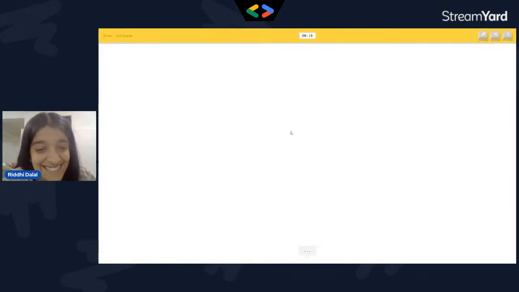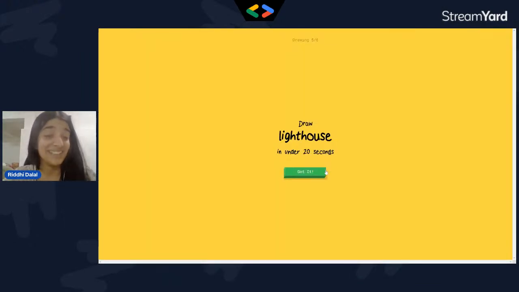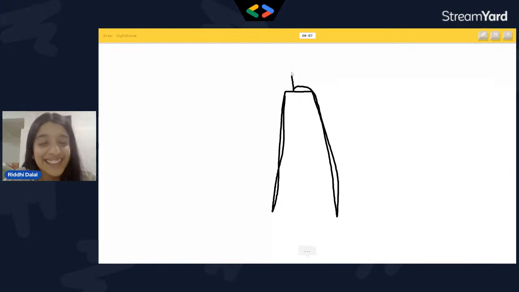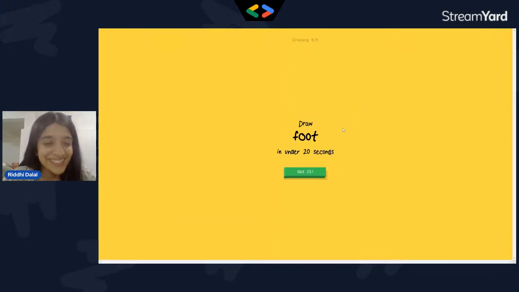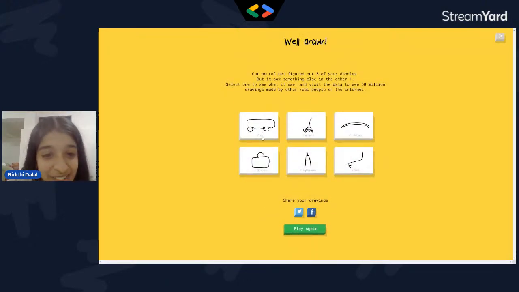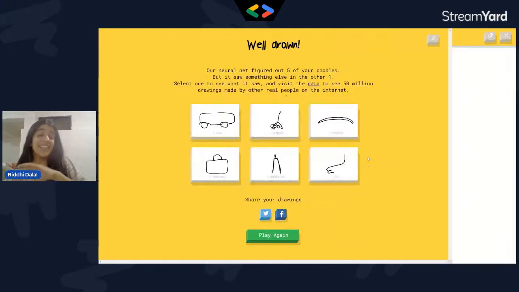A suitcase. Okay. Guessed correctly. A lighthouse. Okay. This looks like a lighthouse to me, but not to the system. Okay. The food. So, five of the doodles were correctly identified. One of them was not. Yeah. So, these are the data provided by 50 billion people. And these doodles are all drawn by real people. I'll show you in a while.